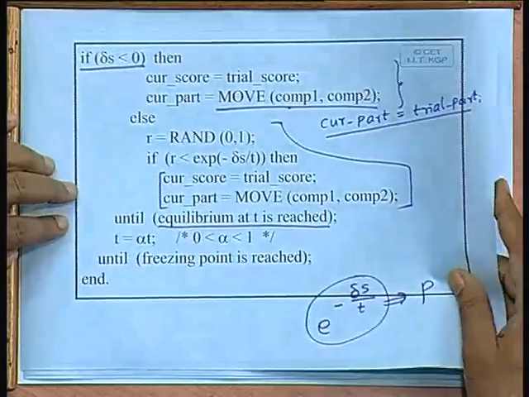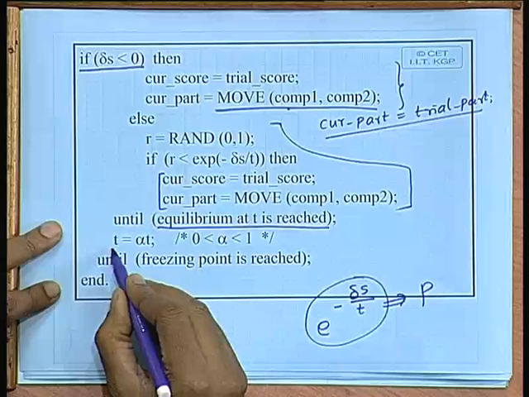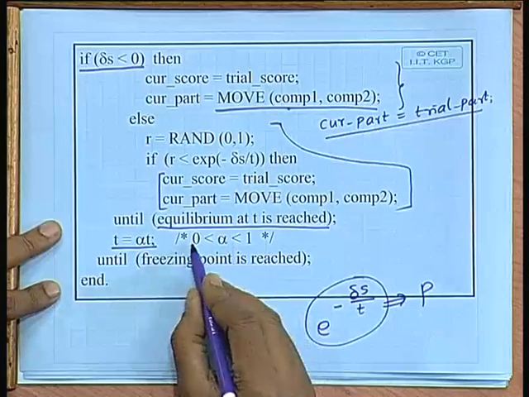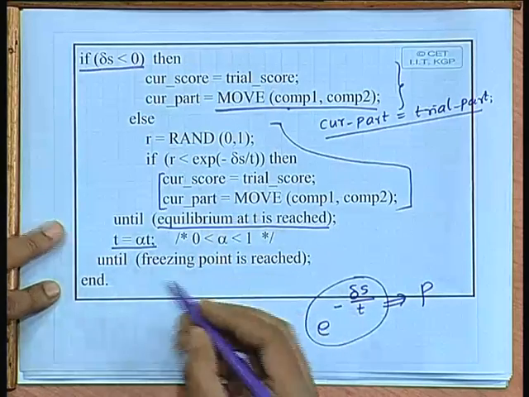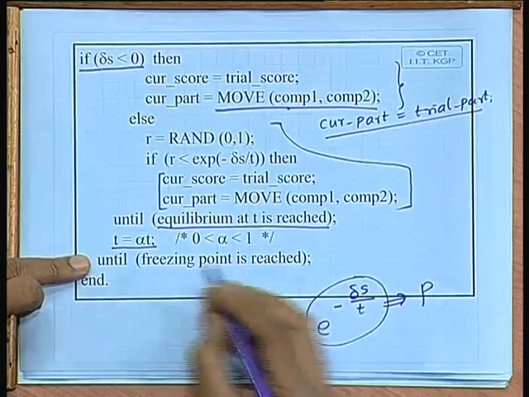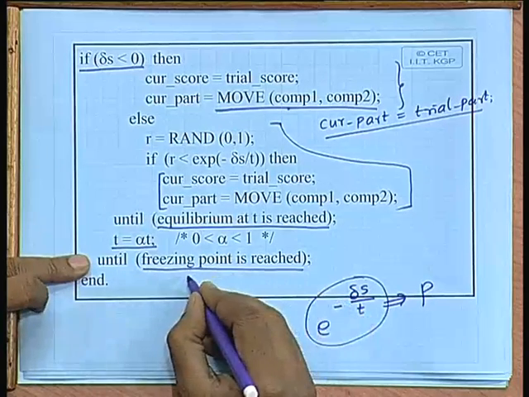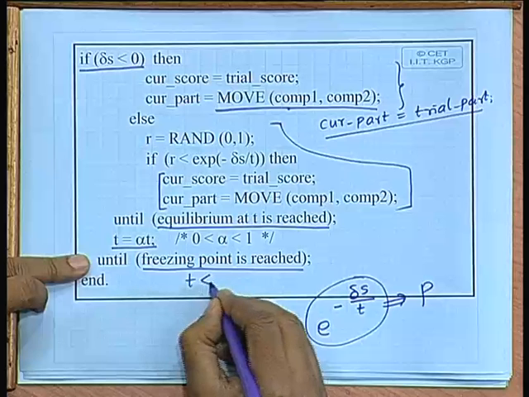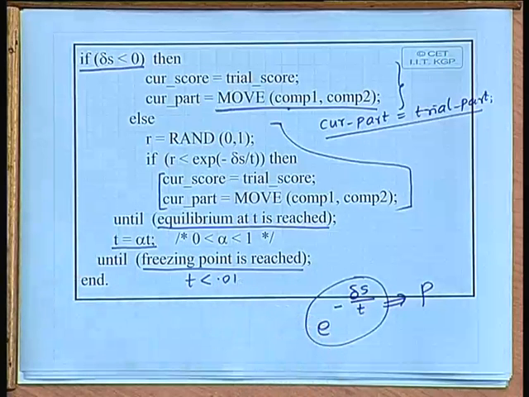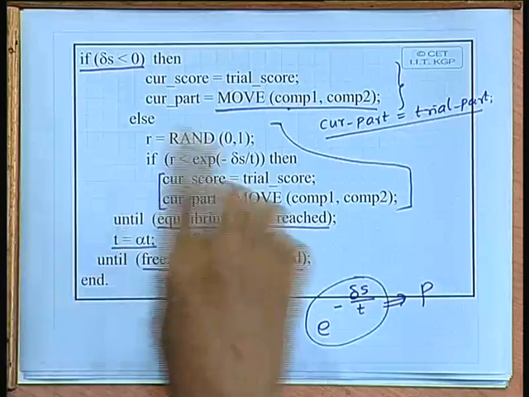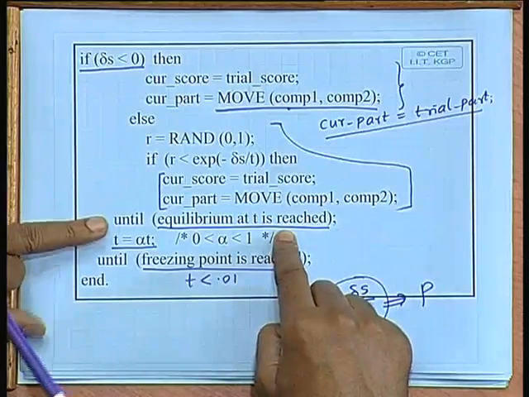The outer repeat loop will multiply the temperature with a parameter alpha, which is a number less than 1. So, T will get less, until the freezing point is reached. Well, in terms of program this can mean until T is less than some 0.01 or something. So, you start with the initial temperature, the outer loop will continuously reduce the temperature till it comes below a certain pre-specified value, and the inner loop again is repeated a certain number of times.